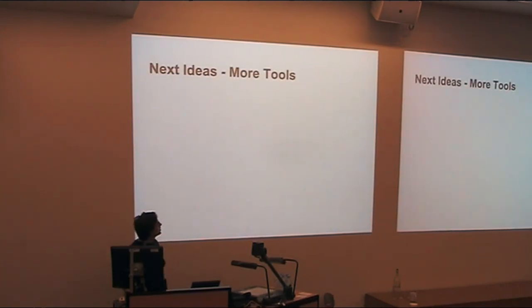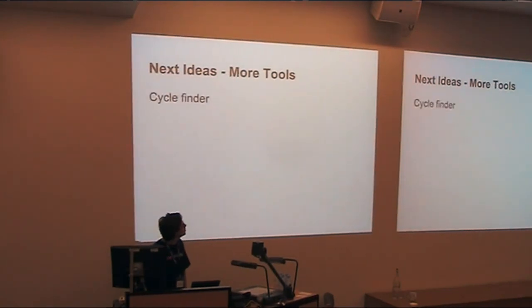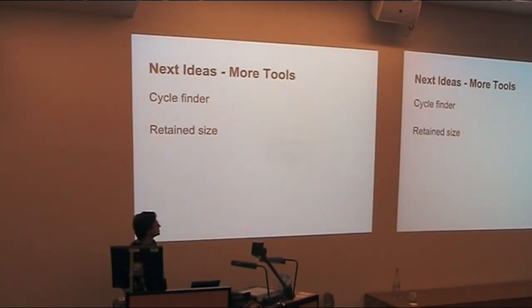And I've got a lot more ideas for more tools to write. What I want to have is a cycle finder, something that can automatically find memory cycles. I want to measure what I call the retained size of objects, which is the size of the object plus the things that it is holding a reference to. Often you'll find an object that is quite small, but it's hanging on to lots of references to other bigger things, and it's useful to know what that one is.